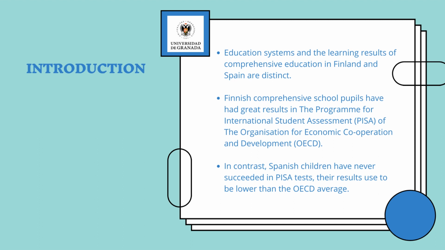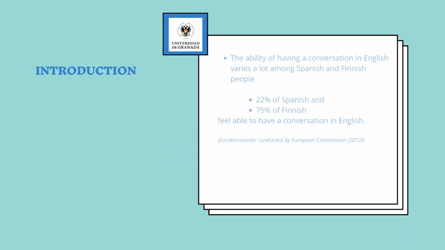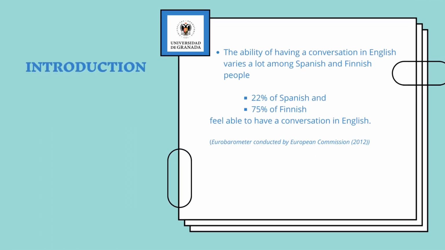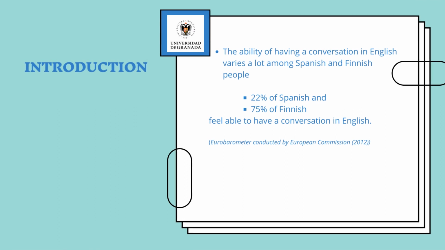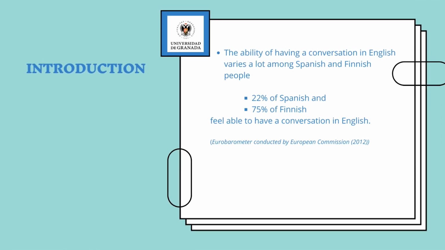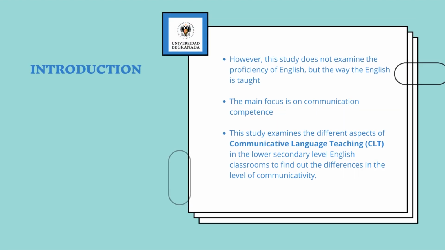In contrast, Spanish children have never succeeded in PISA tests. Their results used to be lower than the OECD average. And it has been shown that the ability of having a conversation in English varies a lot among Spanish and Finnish people. According to Eurobarometer, 22% of Spanish and 75% of Finnish feel able to have a conversation in English.